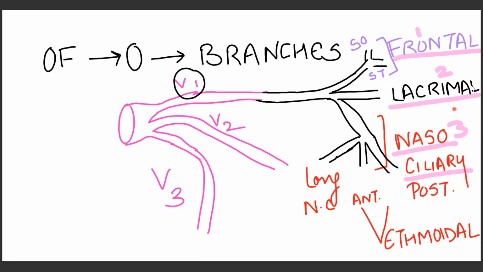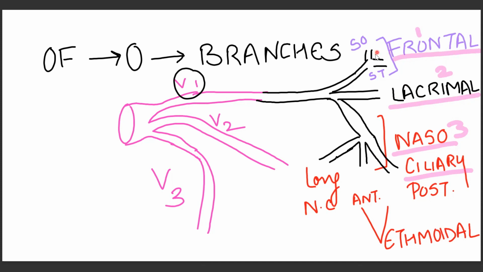The second branch is the lacrimal branch. As the name suggests, lacrimal means tears. So it will supply the lacrimal gland. So where is the lacrimal gland? The lacrimal gland is basically at the lateral surface of the upper eyelids. So it will supply the lateral surface of the upper eyelids. Then the third branch is the nasociliary branch. As the name suggests, naso means nose. So it will majorly supply the side of the nose.